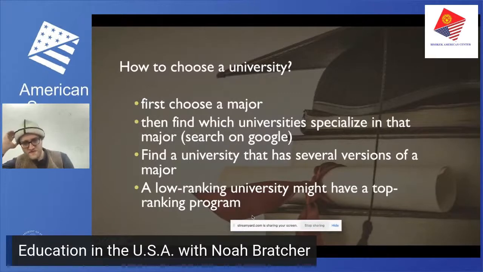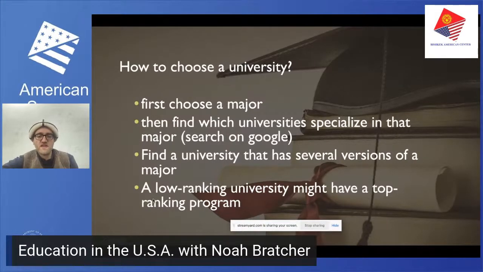Okay, so how to choose a university. First thing you should do is choose your major, your area of specialty. So then you can find which universities specialize in that major. You can search on Google. You can find a university that has several versions of a major, right? So a university that's very famous for journalism, maybe they have 4 or 5 different journalism bachelor's degrees, right? Or a university that's very famous for environmental science. Maybe they have 6 or 7 different environmental science degrees that are all very narrow in their specialty. This is a good idea to choose from a university like this.